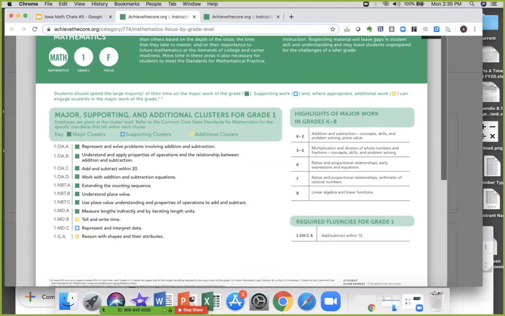Now I have different green boxes, right? So these are our major clusters. These are the things that pull my standards together. And so I'm going to spend up to 85% of my time ensuring that all students achieve these major clusters and also this fluency over here in first grade, add and subtract within 10. If I do all of the major clusters and the fluencies for all students at the end of kindergarten, they'll be ready to go on to first grade and they will be more successful at achieving these.